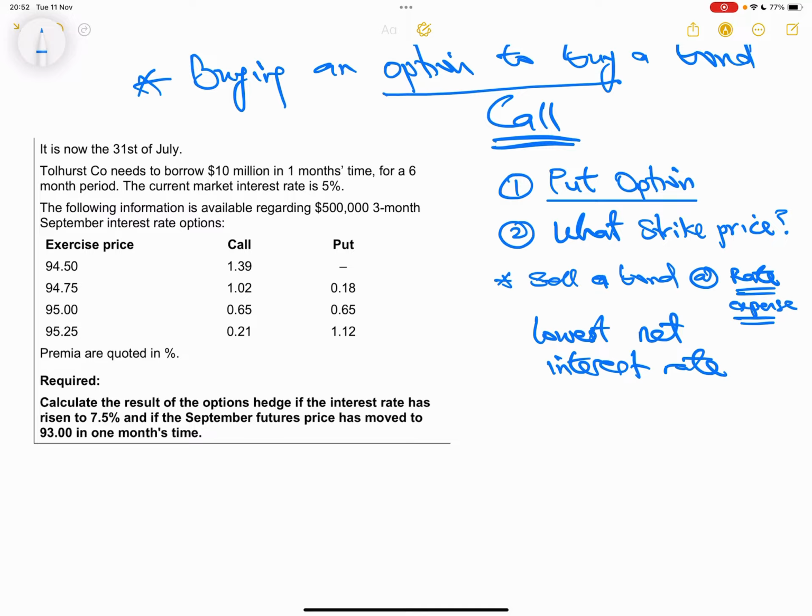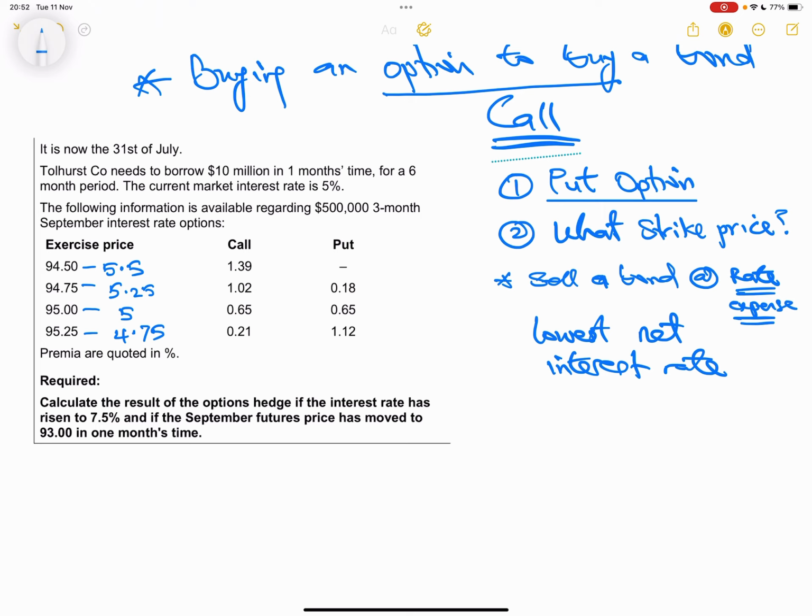See, with this exercise price, the first thing you need to do is to take it to interest rate quickly so that you know what it means. And this will be 5.5. This one will be 5.25. This one will be 5. And this one will be 4.75. So you already know what it means for that rate.